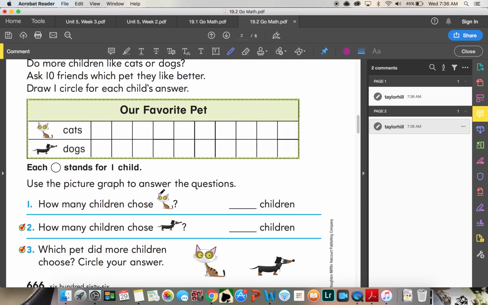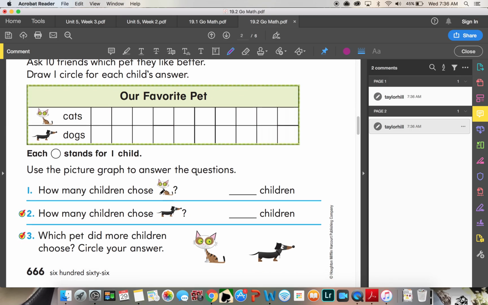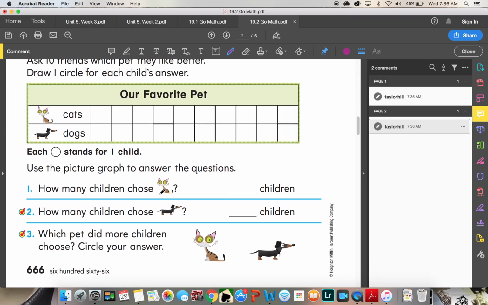All right, do more children like cats or dogs? Ask 10 friends which pet they like better. Circle 1 for each answer. Draw 1 circle for each child's answer, cats or dogs. Okay, so since we can't actually ask a ton of people, I'm going to give you numbers. There are going to be 6 cats and 4 dogs. Okay, so 6 cats, 1, 2, 3, 4, 5, 6, and 4 dogs.